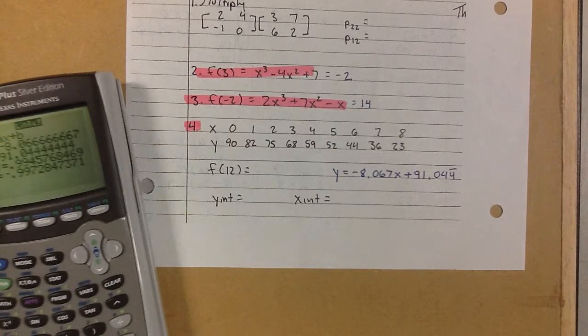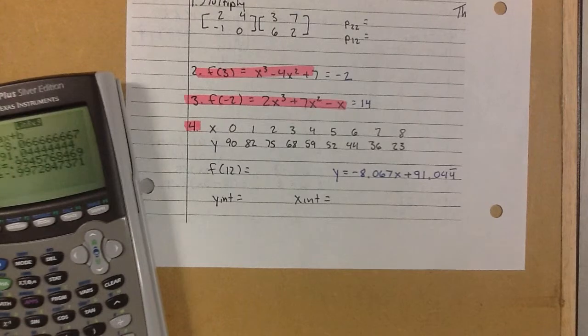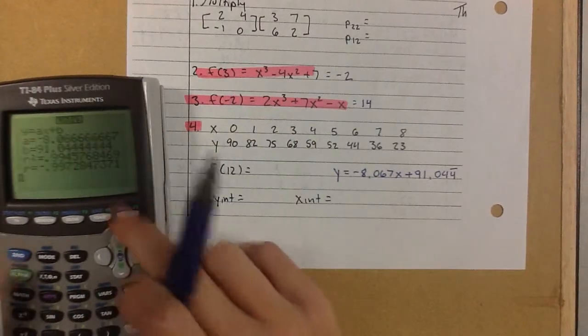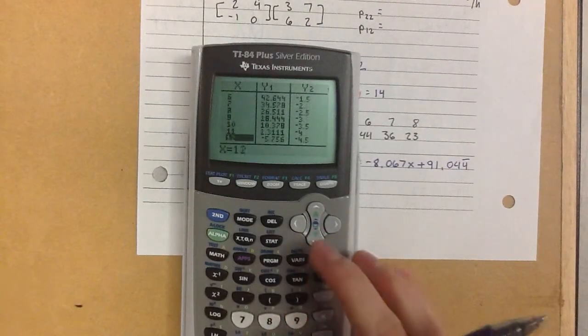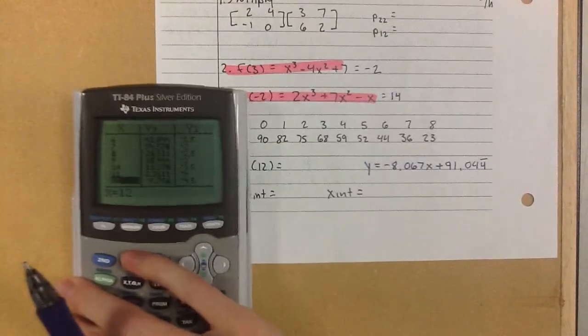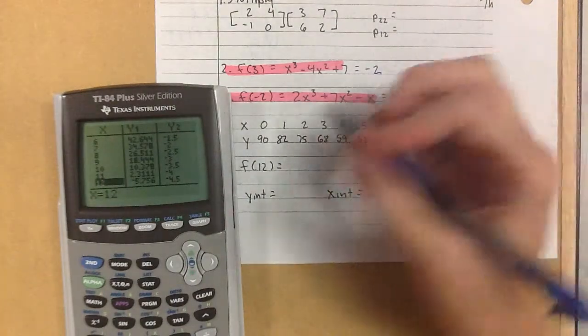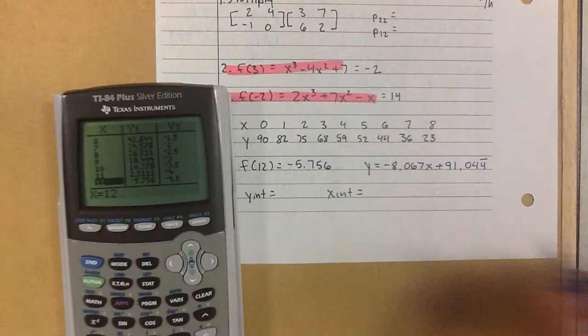What is your y-intercept? Plus 91. Okay, this is your y-intercept for your line of best fit. What is your y-intercept based off the information in the table? 90. How do you know that? Because x is 0. That's how we know that. Okay, if we go to our table, we can then find when x is 12. I don't think that's what I got earlier. Is that what y'all got? Okay. Negative 5.756. And we already found our y-intercept.